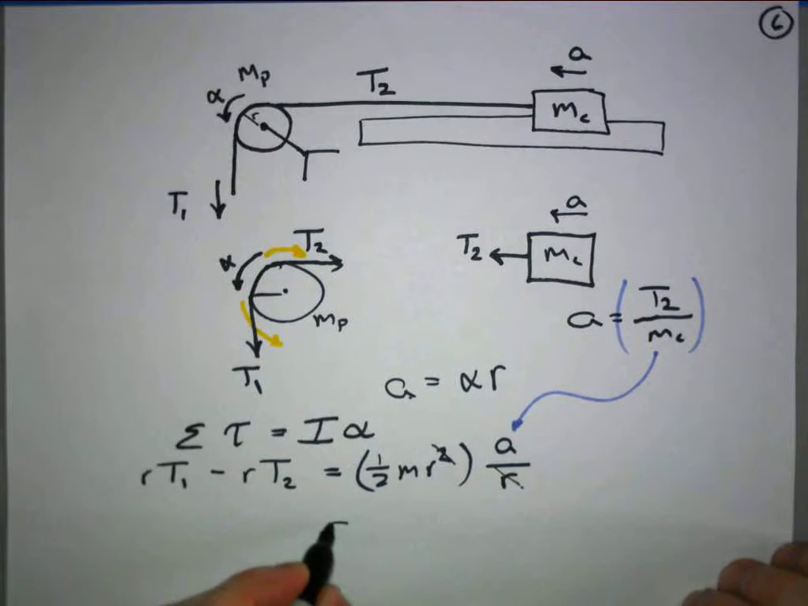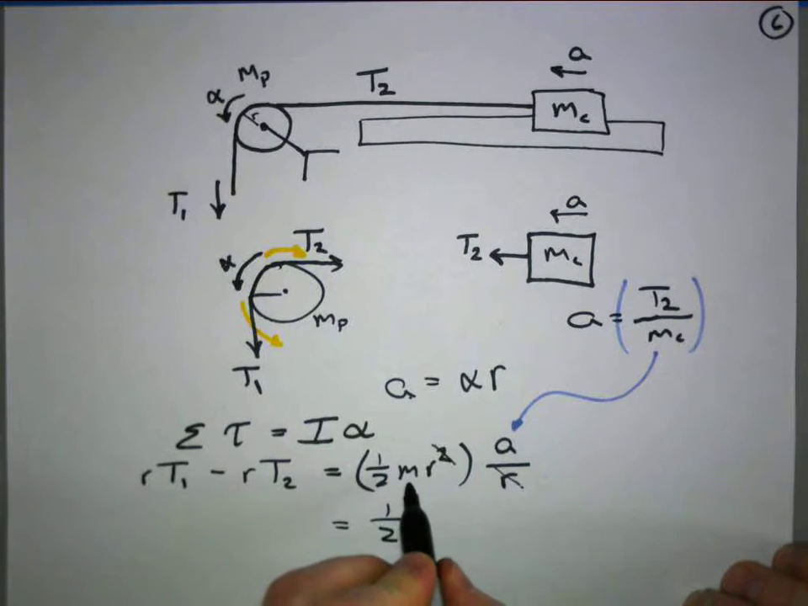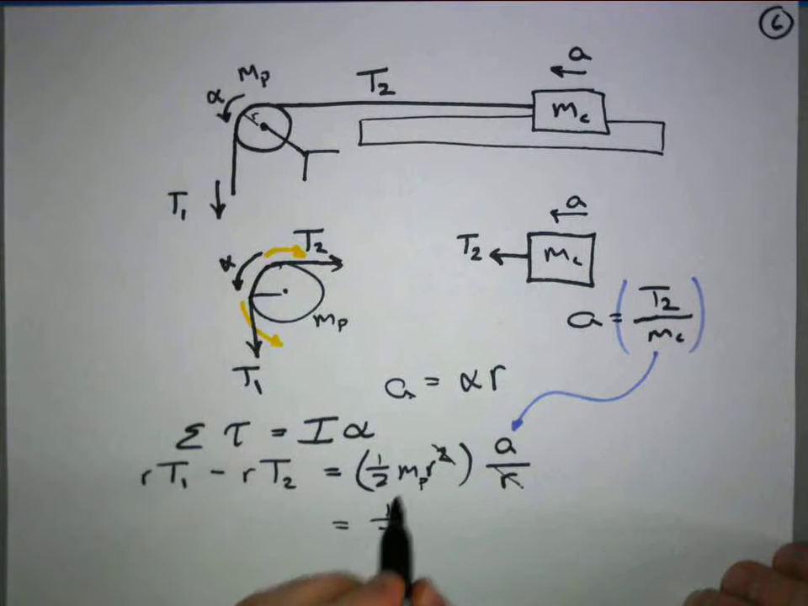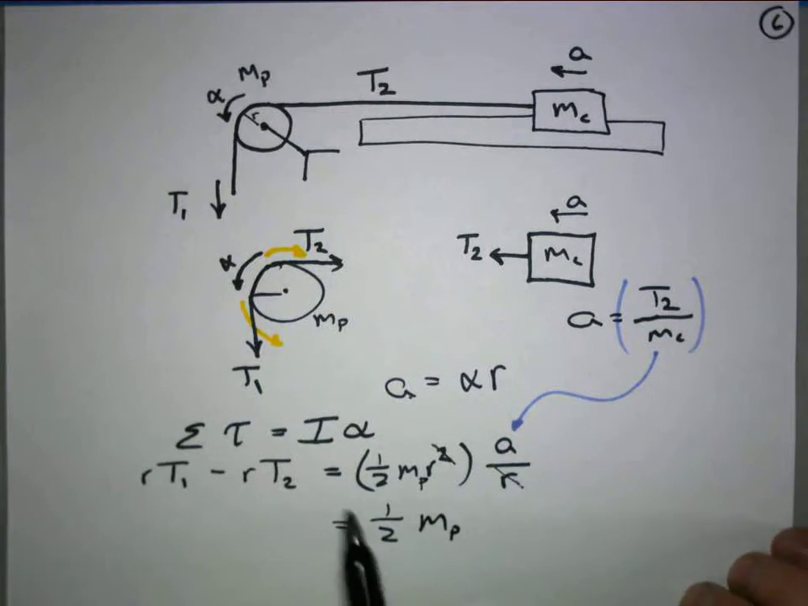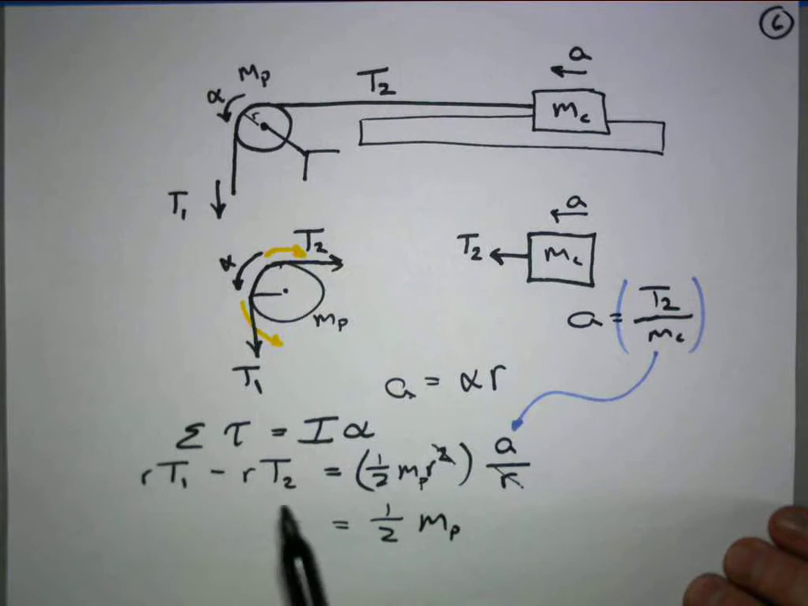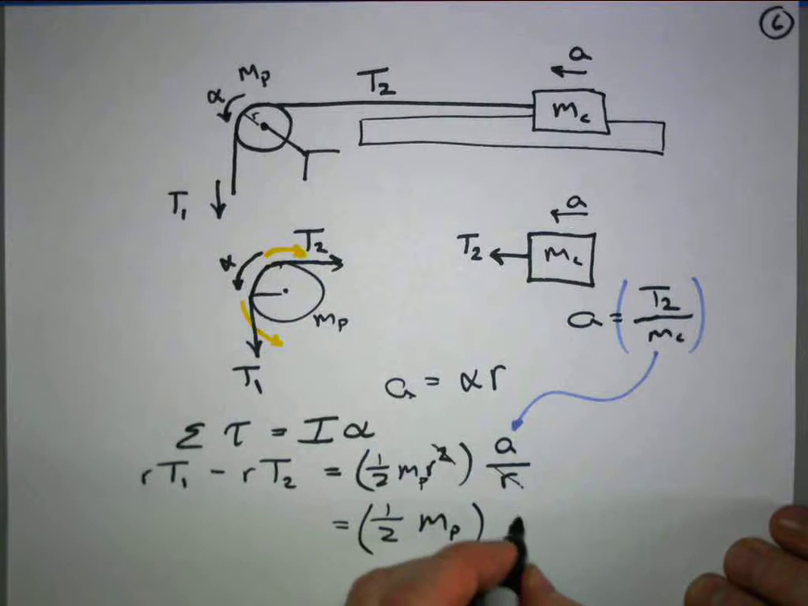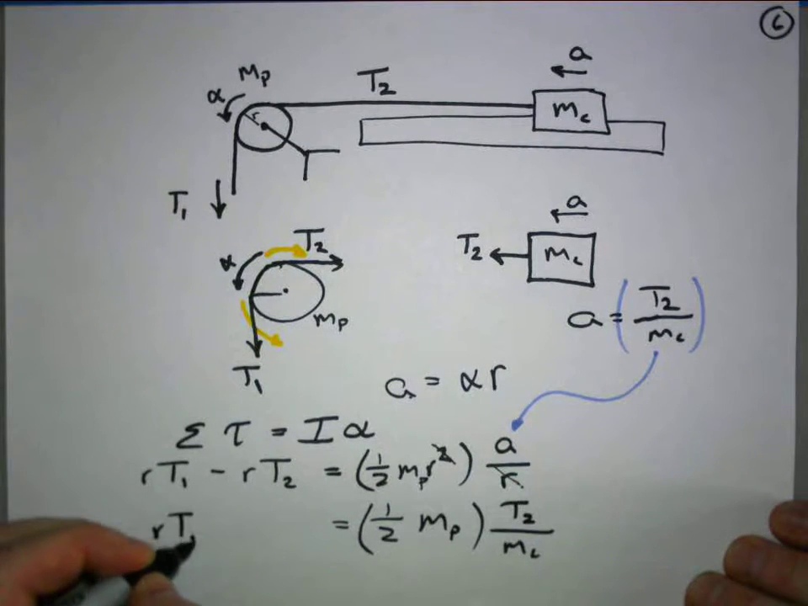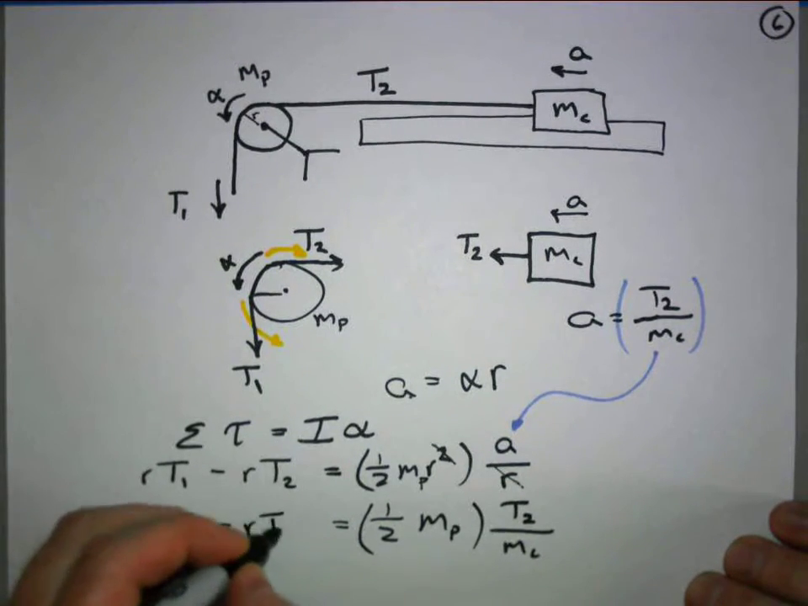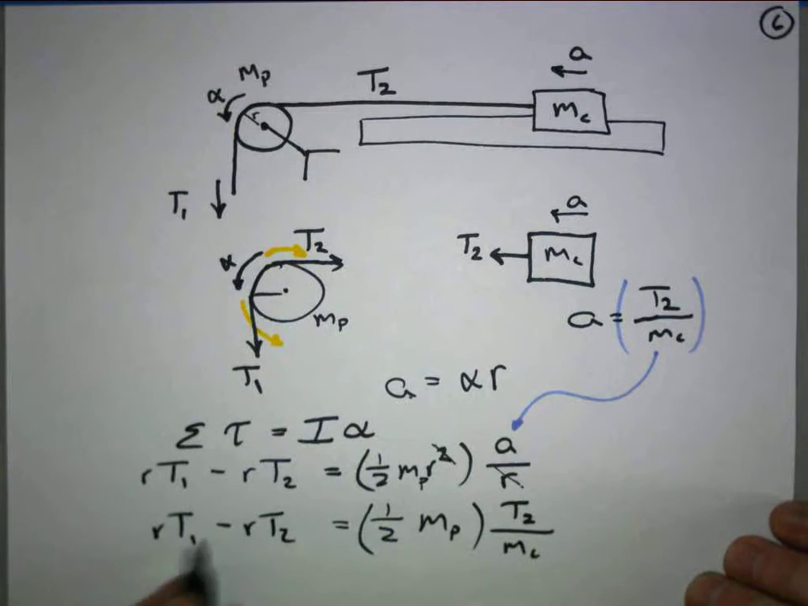So rewriting this, I get 1/2. Oh, by the way, I'm sorry, this mass is the pulley's mass right there. 1/2 mass of the pulley multiplied by this business, T2 divided by mass of the cart. And over here I've got the sum of torques, so this is radius times T1 minus radius times T2. Those are the two torques. There's torque 1, torque 2.